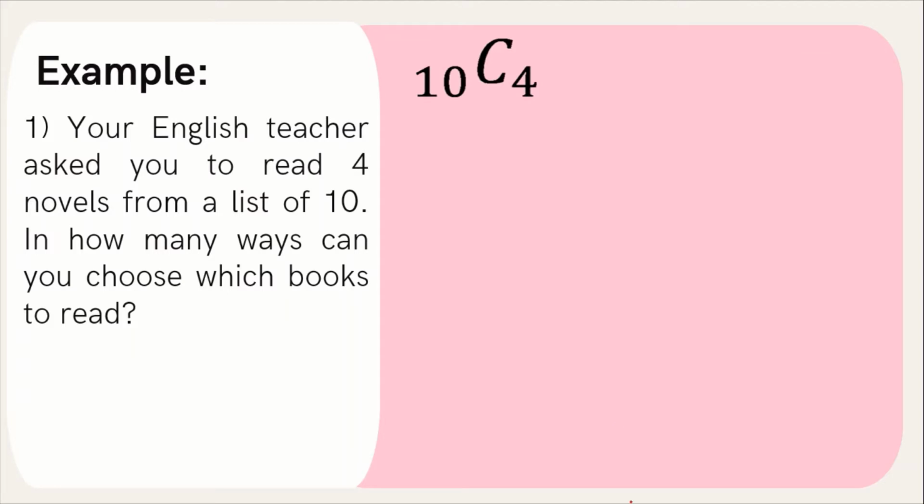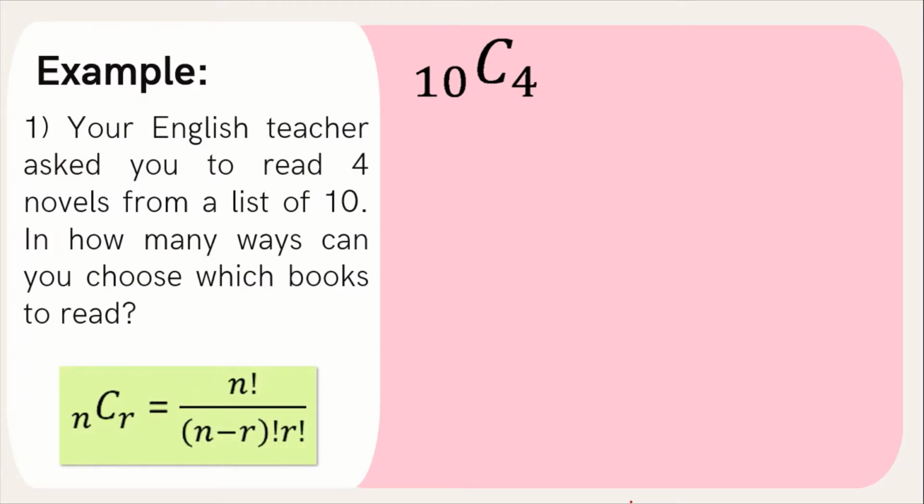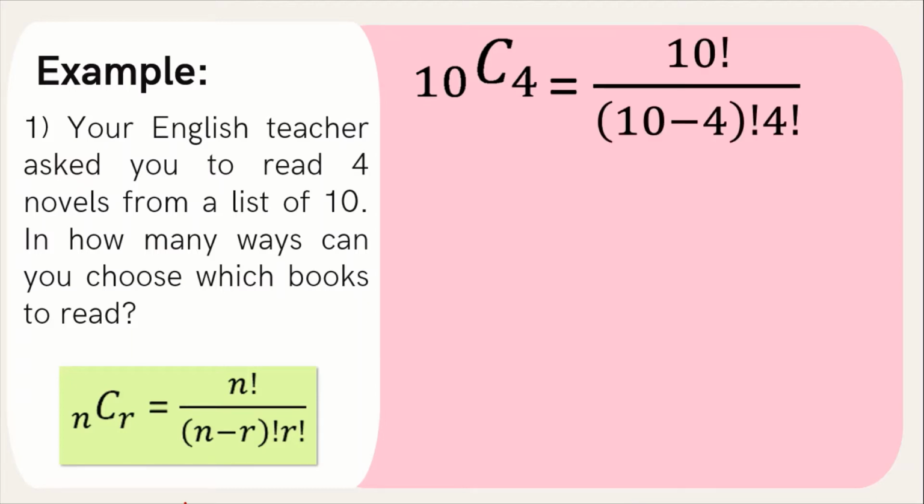Now, balikan natin ang formula. We have combination of n taken r is equal to n factorial over n minus r factorial times r factorial. Now, pwede na nating isubstitute sa formula. We have 10 factorial over 10 minus 4 factorial times 4 factorial. Simplify natin, we have 10 factorial over 6 factorial, 4 factorial. Now, mula dito, alam na ninyo kung paano i-calculate using your calculator. Ngayon, ipapakita ko sa inyo kung paano siya i-solve pa ng mano-mano.